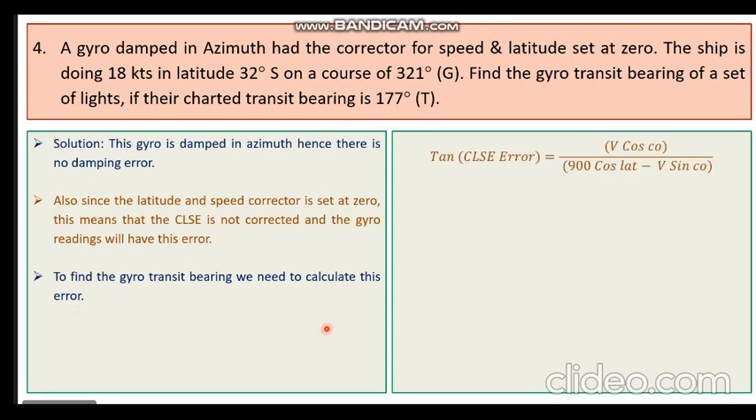So we go into the formula for the steaming error, that is tan CLSE is equal to V cos course divided by 900 cos lat minus V sin course. Now we have a minus sign here because the course which we have is 321 degrees, which is a northwesterly course. So whenever the course has a westerly component, we have a negative in the denominator of the steaming error formula. Putting the values here, the speed of the ship is given as 18 knots.